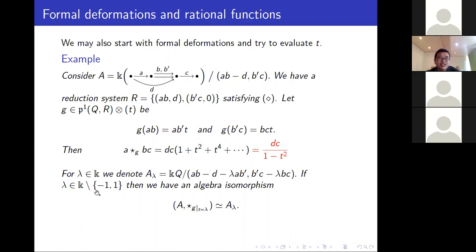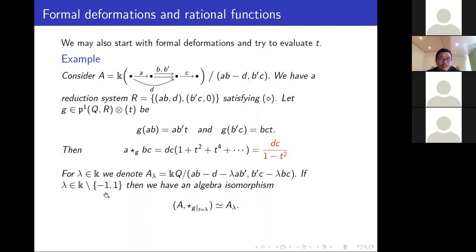And then you say if lambda is in here, then we get an algebra morphism, right? Because if lambda is not 1 and minus 1, we know the star product is well defined. Here we also have an algebra, and in this case we have an algebra isomorphism, similar to the PBW deformations. This isomorphism is given by identifying the irreducible paths, because both of the algebras have a basis given by the image of irreducible paths.